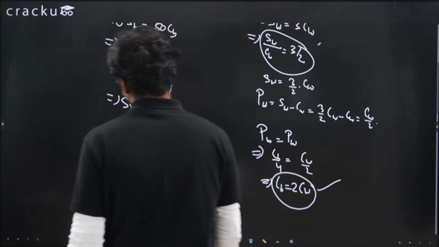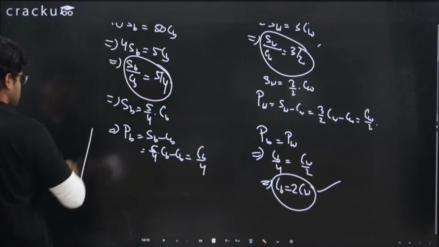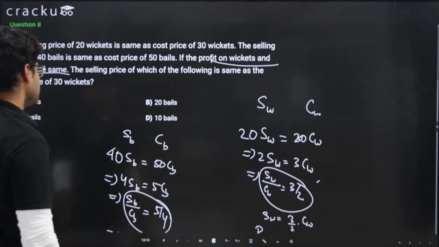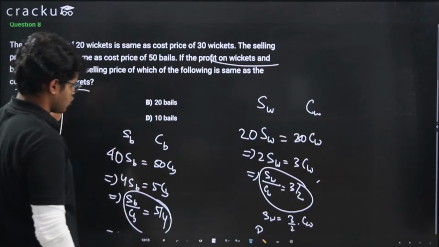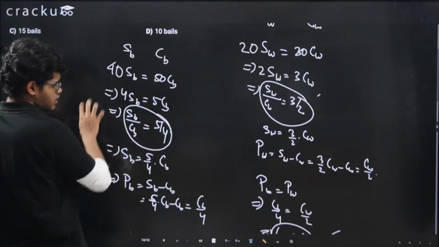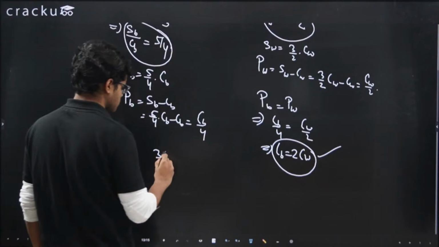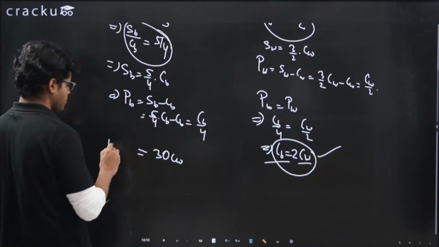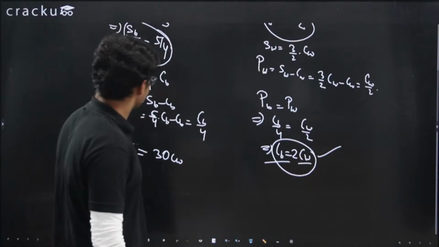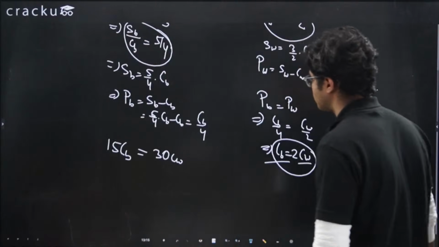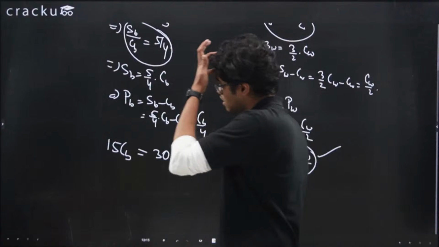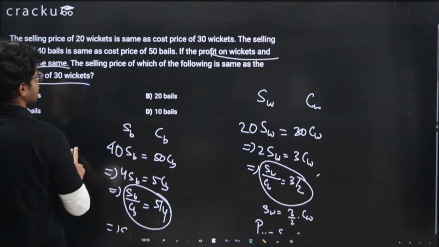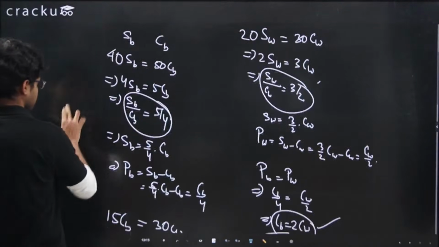Now cost price of bales is given as twice the cost price of wickets. Now this means selling price of which of the following is same as the cost price of 30 wickets. Cost price of 30 wickets is 30 CW. Now we know 2 CW equals CB, so 30 CW will be equal to 15 CB. Correct? Selling price of how many? Which of the following?